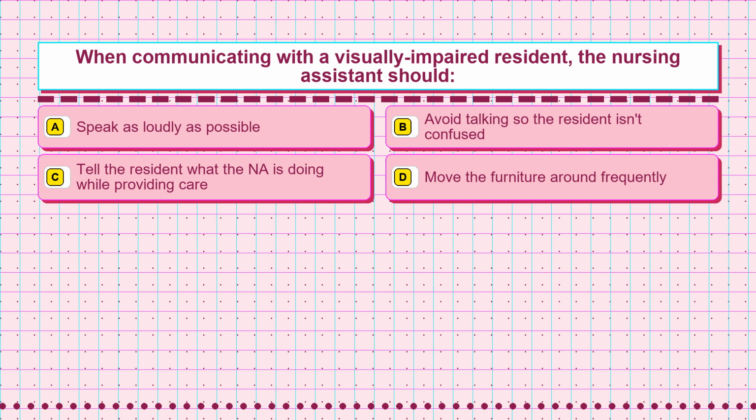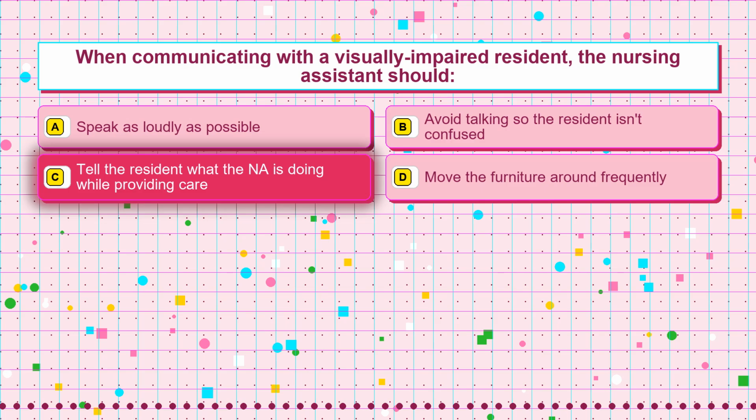Question 56. When communicating with a visually impaired resident, the nursing assistant should: Option A, speak as loudly as possible. Option B, avoid talking so the resident isn't confused. Option C, tell the resident what the NA is doing while providing care. Option D, move the furniture around frequently.